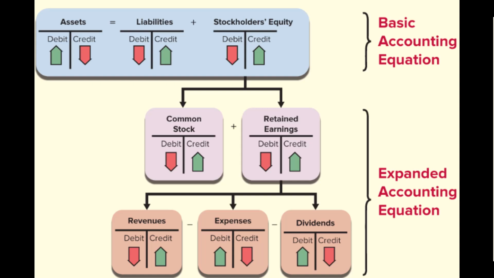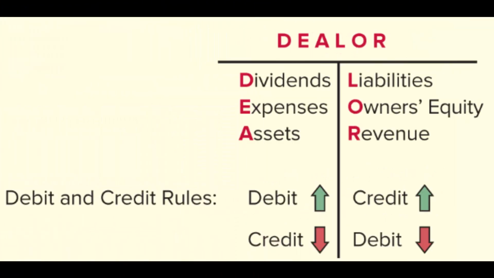This gives us a handy mnemonic: DEALER, dividends, expenses, assets. These accounts all increase with a debit. The other accounts, liabilities, equity, and revenues, increase with a credit. If you remember DEALER, you'll know how to handle almost any transaction.